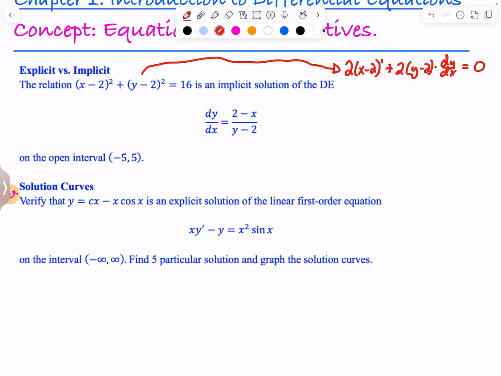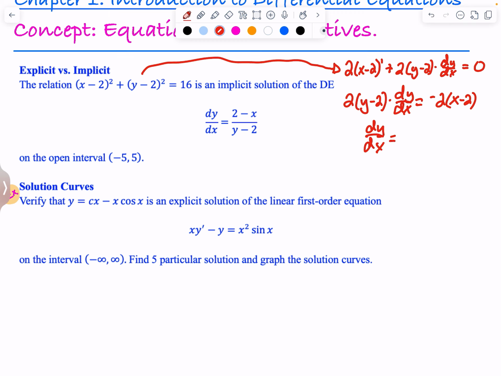So now what I'm going to do, this is what we did in Calc 1, is we would solve for dy dx. Okay, so I'm going to write 2 times y minus 2 times dy dx equals negative 2 times x minus 2. And then I'm going to solve by dividing to isolate dy dx.